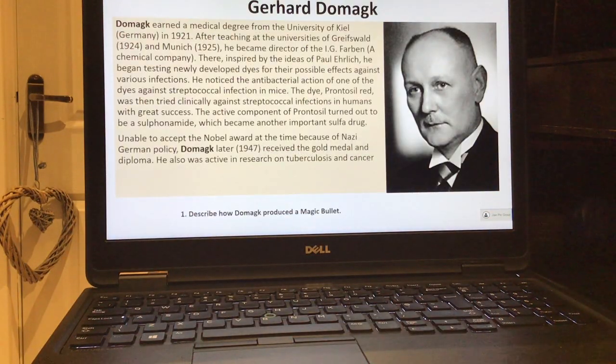We've got another guy here who works on a dye, Prontosil Red, which is tried clinically actually against a difficult infection called streptococcal. And it was a real success, this magic bullet. And those of you that know your science, it was a sulfonamide, and it became a really, really important drug. But he was actually a Nazi German. He was unable to accept his Nobel Prize because of Nazi policy, and he received a gold medal and diploma. I should have said that first. He's also active in research of TB and cancer.